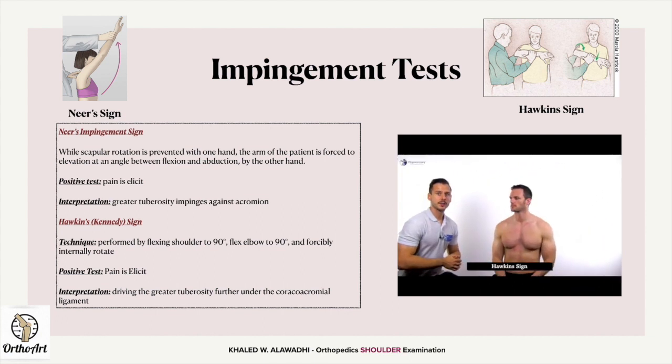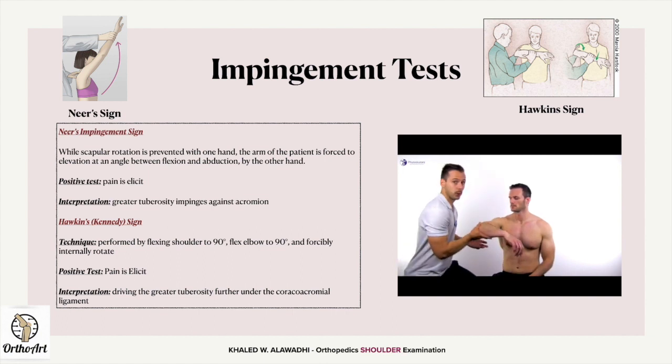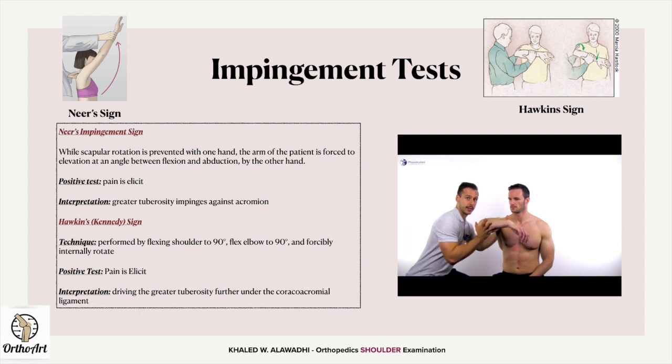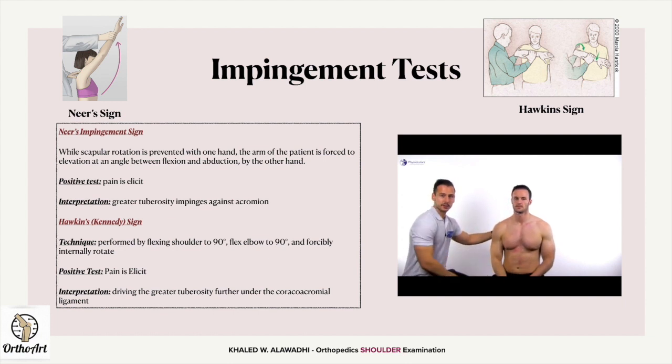To perform the Hawkins-Kennedy test according to its original description, have the patient in sitting position with the affected arm in 90 degrees of shoulder flexion and the elbow flexed to 90 degrees. Then fixate the scapula with one hand and hold onto the patient's elbow with the other hand and add passive internal rotation to the glenohumeral joint. The test is considered positive in case of reproduction of the patient's familiar shoulder pain.